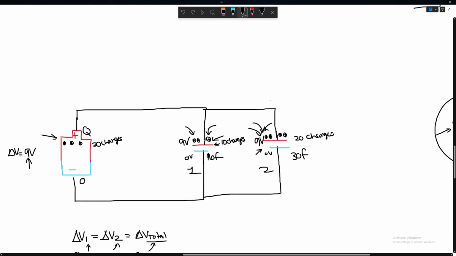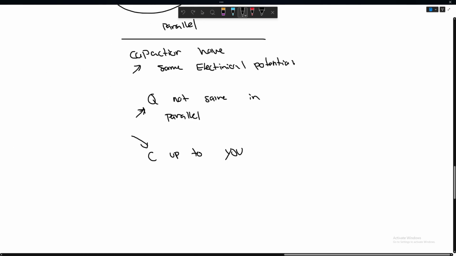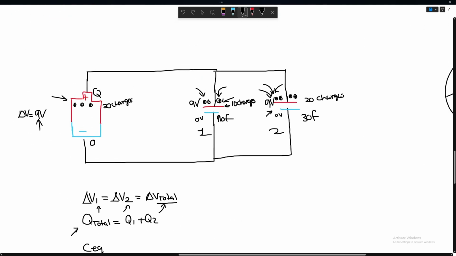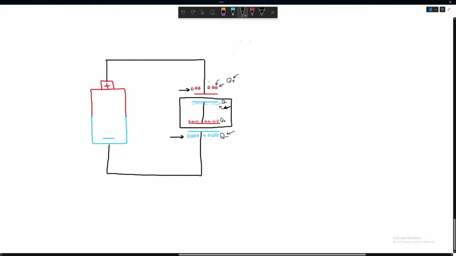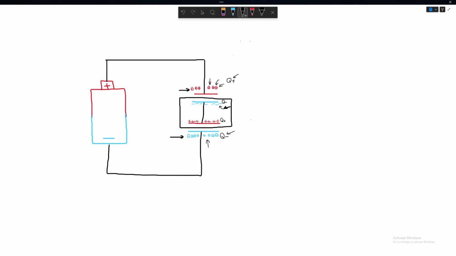You see, when I go up here, my equation, Q is not the same in parallel because it just divides. However, here, it can't really divide. And so the Q that accumulates here is the same Q that will accumulate here. And so Q in series, so this is series capacitor. All right. Q is the same across both capacitors.